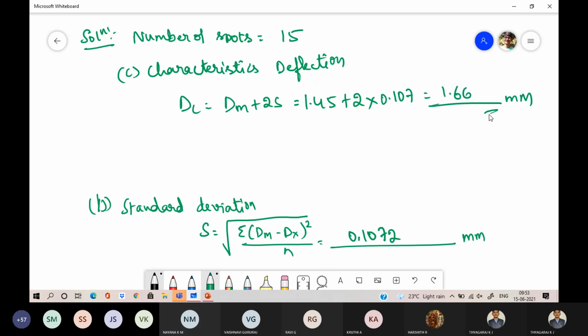1.66 mm. Okay, this is one type of problem. Is it clear, right? Any doubts in this? No, sir.